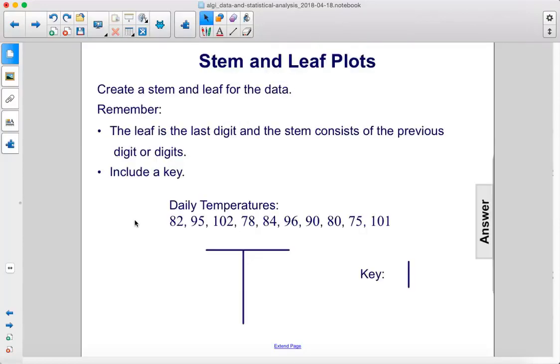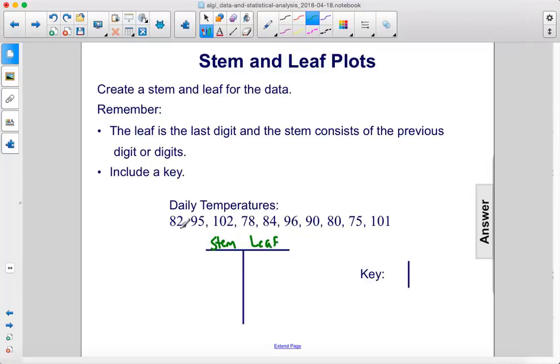Create a stem and leaf for the data. Remember, the leaf is the last digit and the stem consists of the previous digit or digits. Include a key. All right, so here we have some numbers that are 2 digits, but some numbers that are 3 digits. So what we're going to do is put the first 1 or 2 digits over here in the stem category, and then just the very last digit in the leaf.